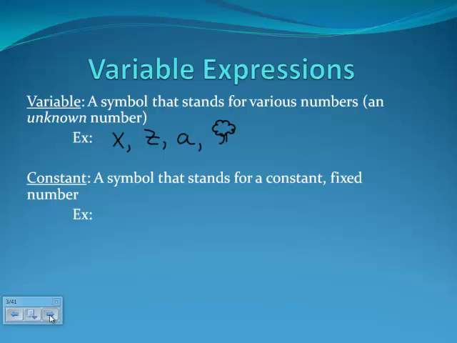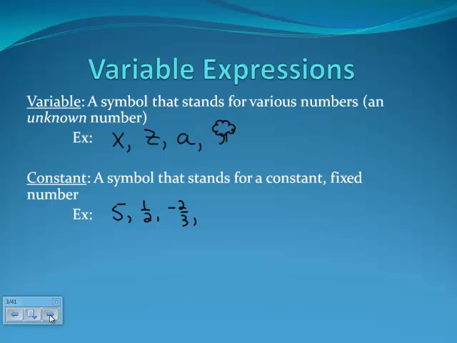A constant, on the other hand, is a symbol that stands for a constant fixed number always. So again, the most common constants that you're most familiar with are simply numbers. For example, the number 5 always stands for 5 objects. It doesn't stand for 4 objects today and 3 objects tomorrow and 5 objects 3 days from now. It always stands for 5, and so it is a constant. So any numeral that you want to write, whether it be a whole number or a fraction or a negative number, they always stand for the same quantity.